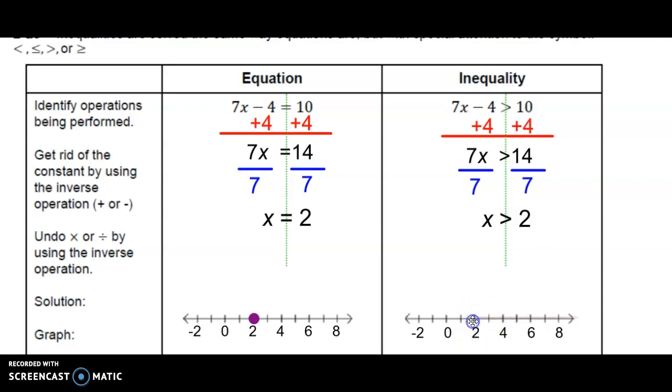So we indicate this with an open circle. This shows that we can get as close to 2 as possible. We could have 2.00001, but technically 2 would not be true in this statement.